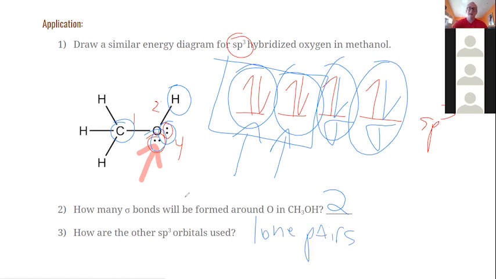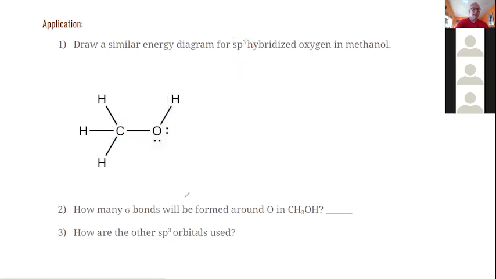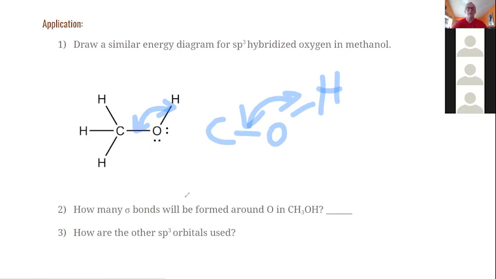And the other nice thing about the hybridized model, it tells you what the shape is going to be. It tells you what the bond angles are going to be. So what do you think this bond angle is going to be, this carbon, oxygen, hydrogen bond angle right here? What is that angle going to be? 120?